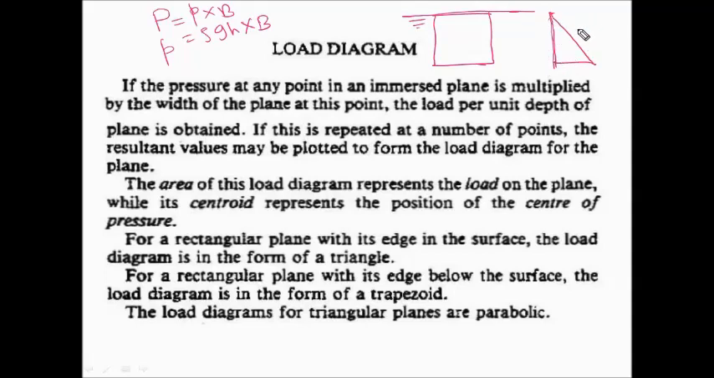if you see this diagram, you will come to know how the load is varying from the top of the bulkhead to the bottom of the bulkhead. It is varying linearly. Why is it linear? Because the load is directly proportional to h, and that is a linear proportion.